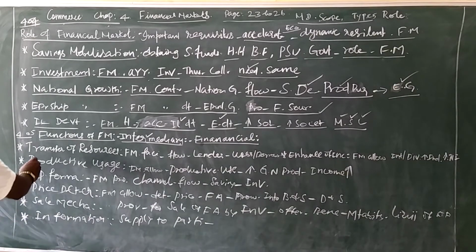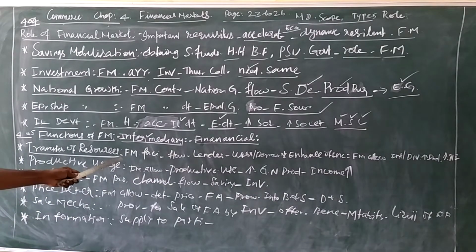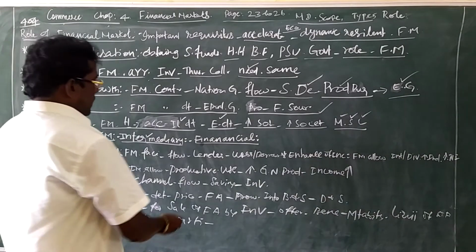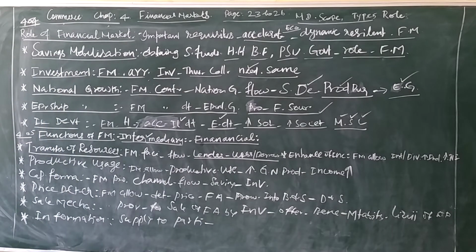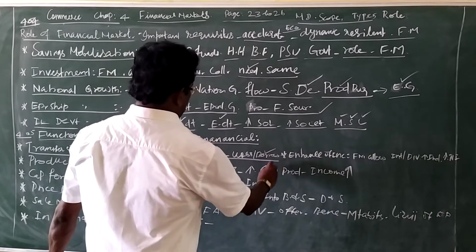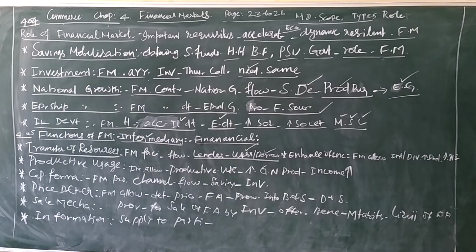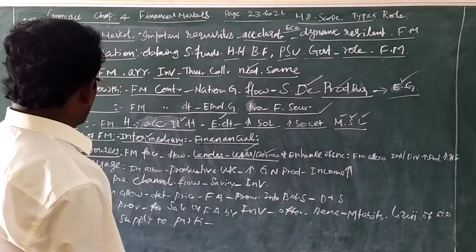Number one, transfer of resources. Transfer of financial resources. The financial market facilitates the flow of funds from lenders to borrowers. Those who have a surplus amount of money, that is collected by the financial market and supplied to the borrowers or the actually needy people, that is, the users of funds. So we simply say transfer of funds from the lender to the borrowers, a very important function.